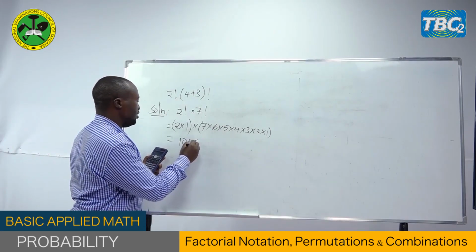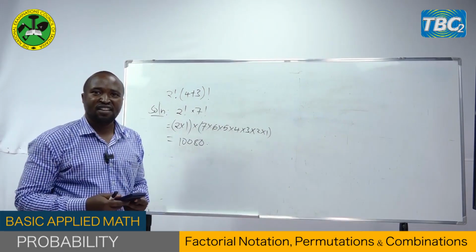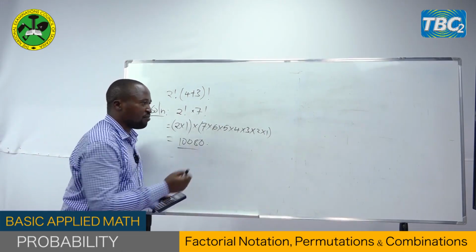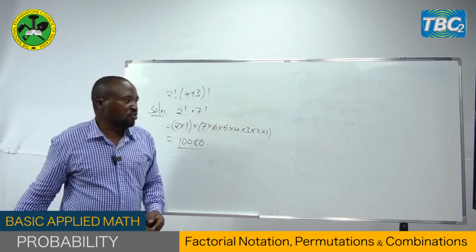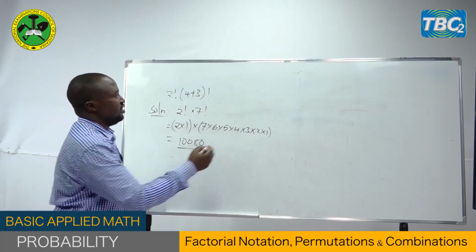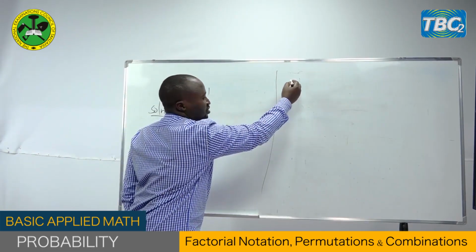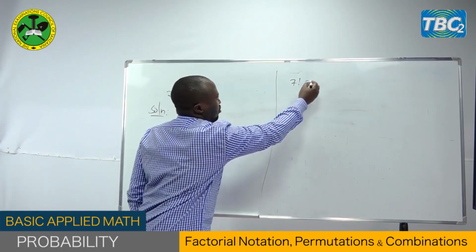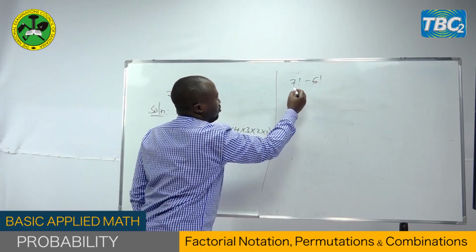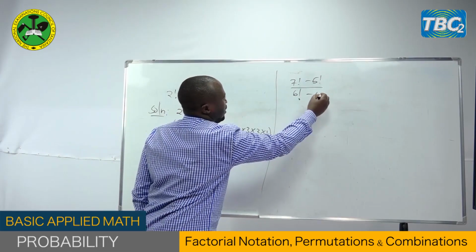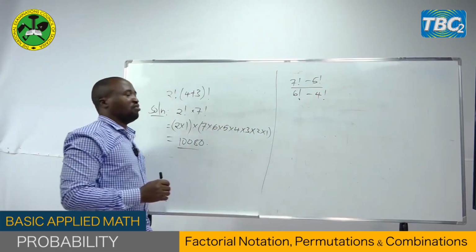That is 180. Now let us proceed with another example. Suppose the operation changes. This time we have 7 factorial minus 5 factorial over 6 factorial minus 4 factorial.